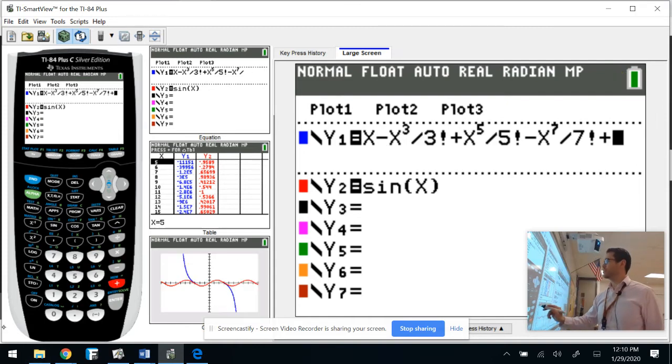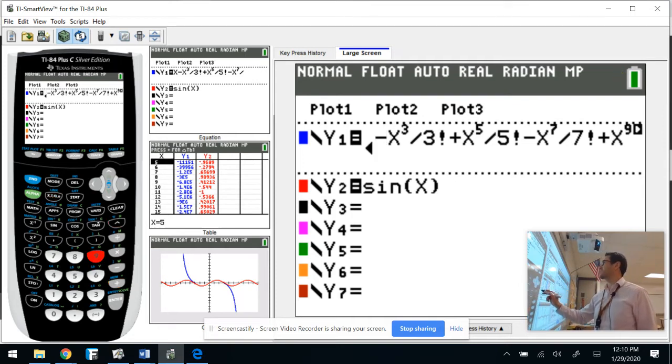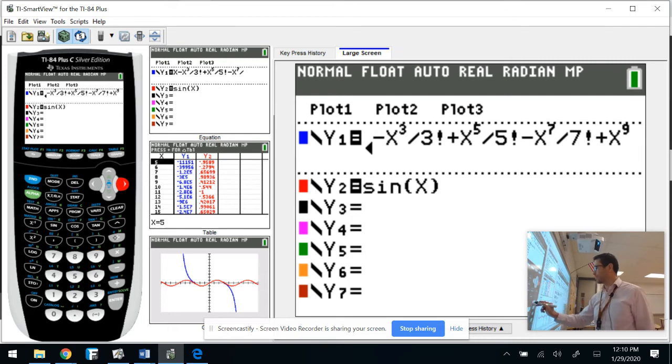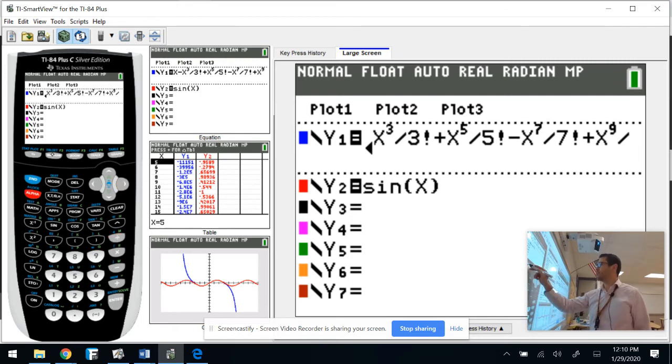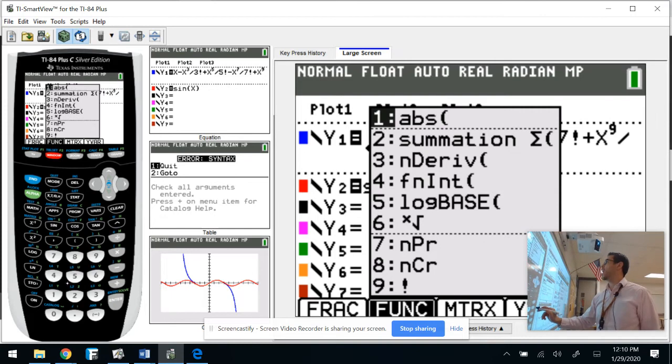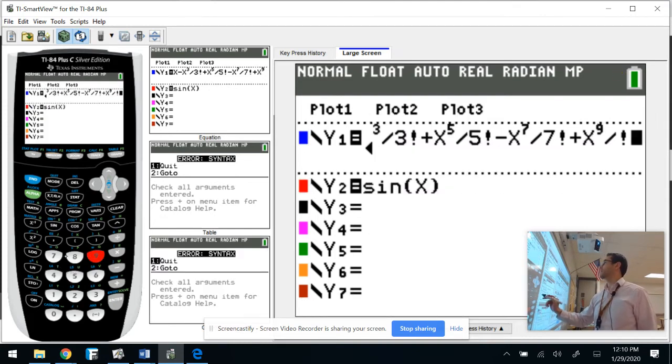So I'm going to do the next one. What would the next one be? It'd be plus x to the ninth. Some of you might be saying this is kind of like an alternating series. Good for you. All divided by 9 factorial. Oh, snap. Could I maybe go factorial and then insert that next bad boy? I need a 9er there.